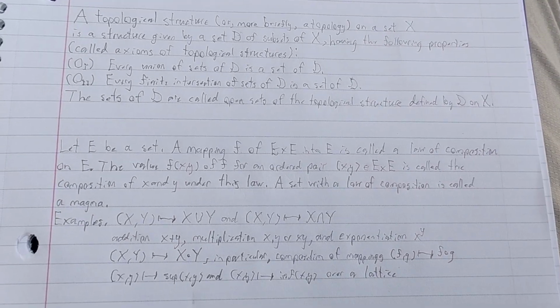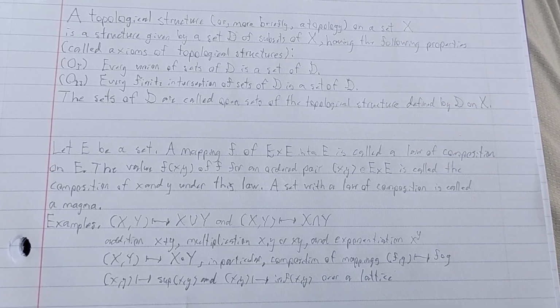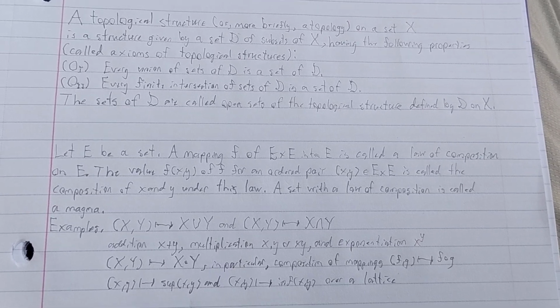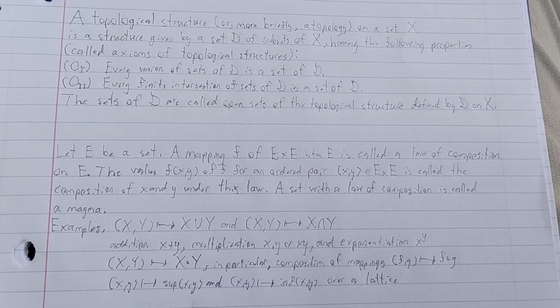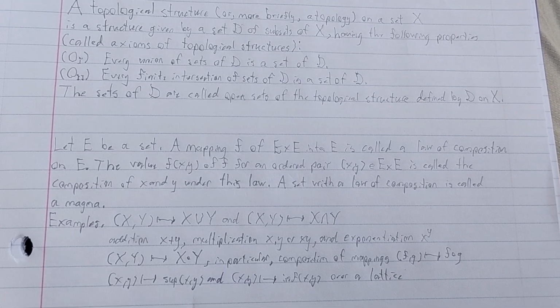Let E be a set. A mapping f of the Cartesian product of E with itself into E is called a law of composition on E. The value f(x, y) of f for an ordered pair (x, y) in the Cartesian product of E with itself is called the composition of x and y under this law. A set with a law of composition is called a magma.